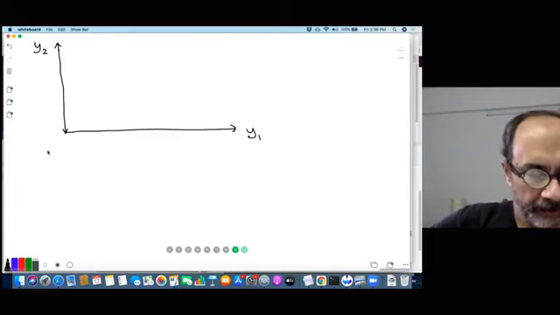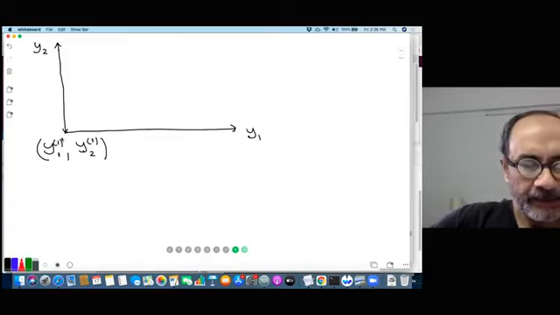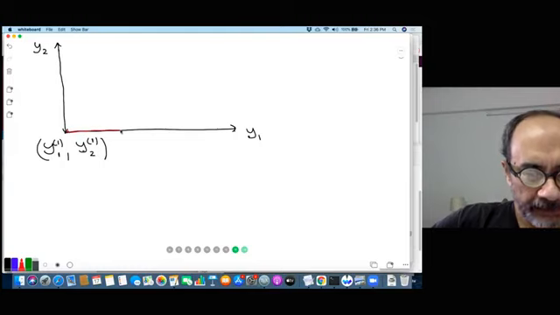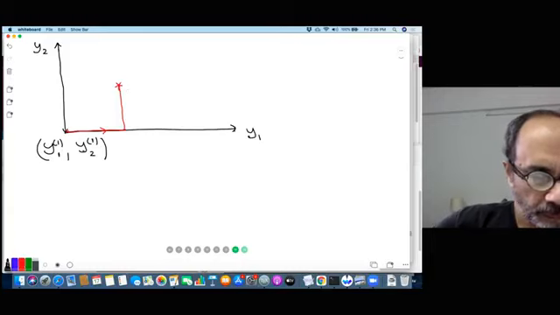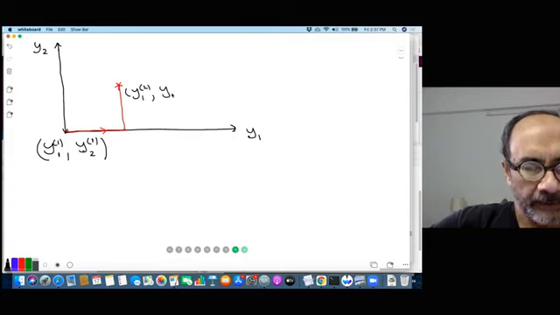Let's call this the first point, Y11, Y12. Okay. So across B12, first Y1 moves, then Y2 moves. It goes like this, and then it goes like this, reaching some point. Let's call this point Y12, Y22.